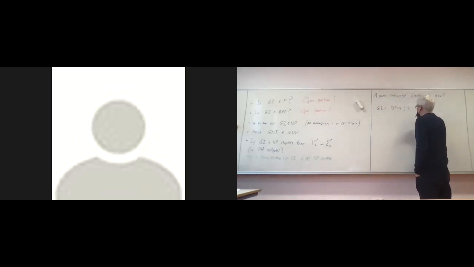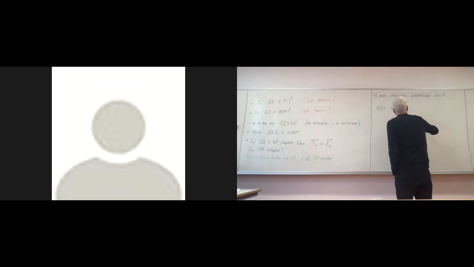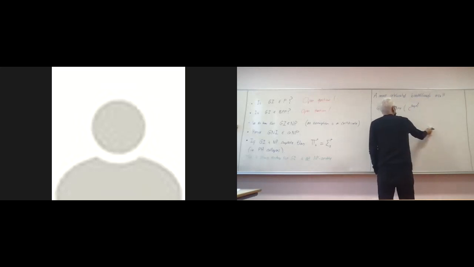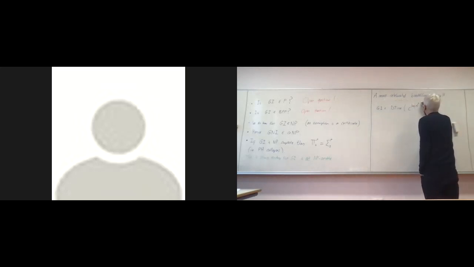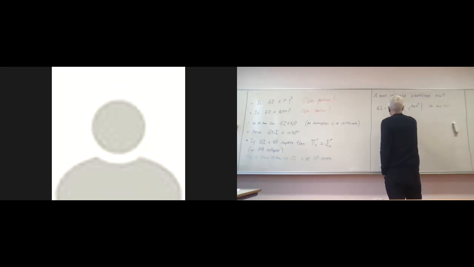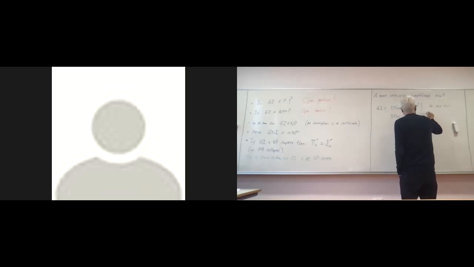So graph isomorphism is in d time, actually let's not make it 2, let's make it c times log n, and this is cubed, yeah. For some c greater than 1. Or an equivalent way of writing this, c times 2 to the power of O of log n cubed. That's the same thing.